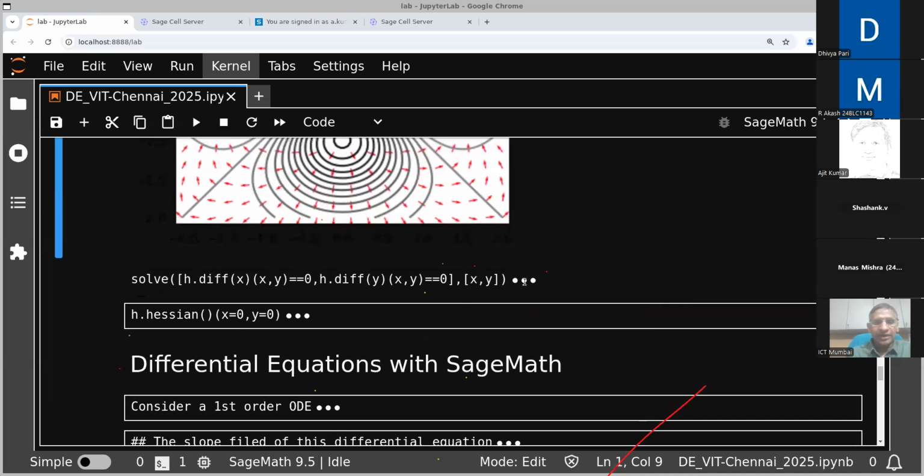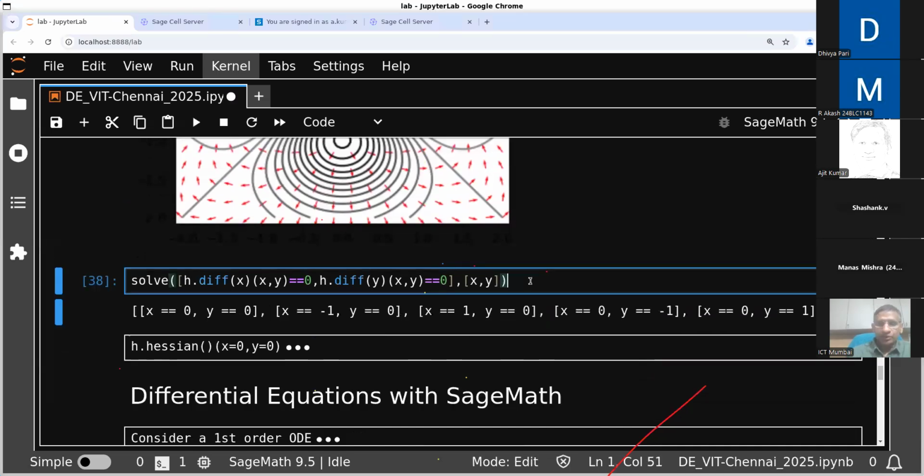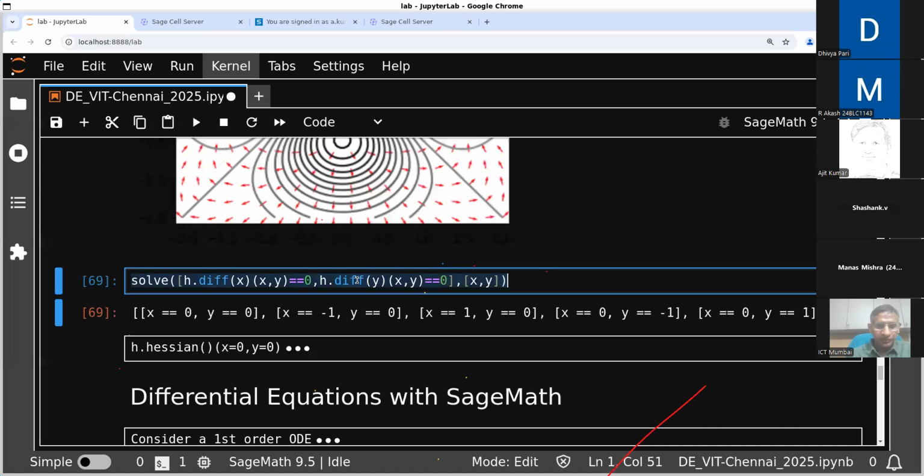Okay, you can even find out critical points of this. So I can simply say solve derivative of h with respect to x equal to 0 and derivative of h with respect to y equal to 0, with respect to x and y. Then you can see here, it has 5 critical points: (0, 0), (-1, 0), (0, 1), and so on, right?